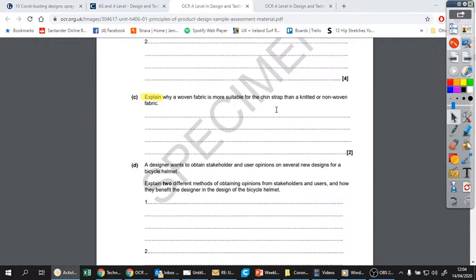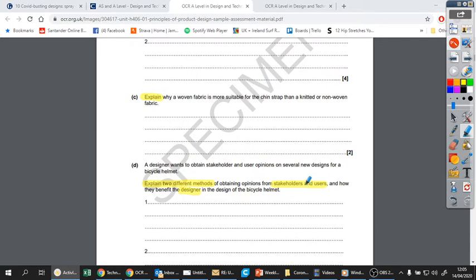there's question 1, B, 2, C, D. A designer wants to obtain stakeholder and user opinions on several new designs for a bicycle helmet. Okay? Explain 2 different methods of obtaining opinions from stakeholders and users and how they benefit the designer in the design of the bicycle helmet. So, all benefits, so you've got to explain 2 different methods and how they benefit the designer, not anyone else.